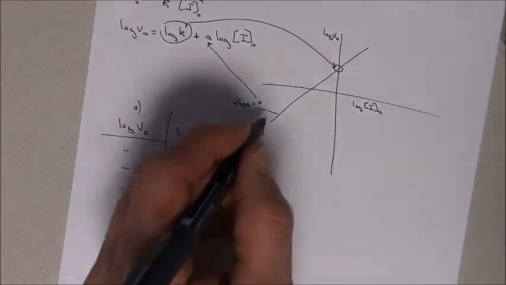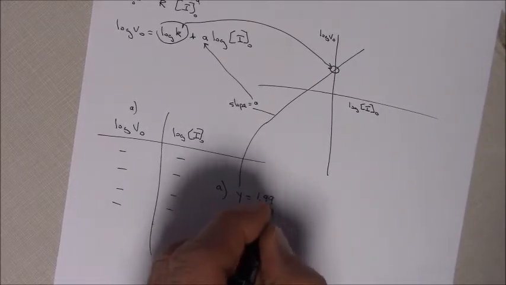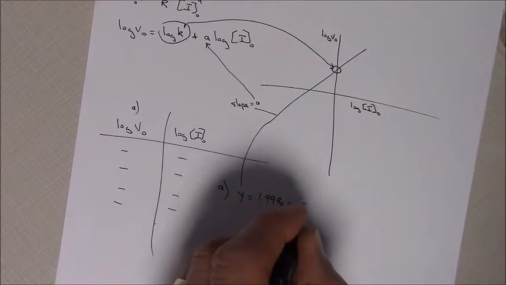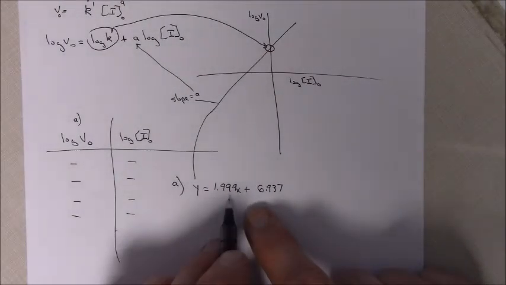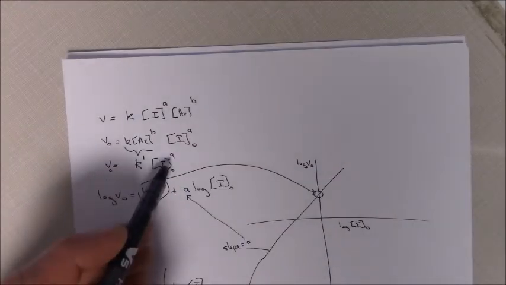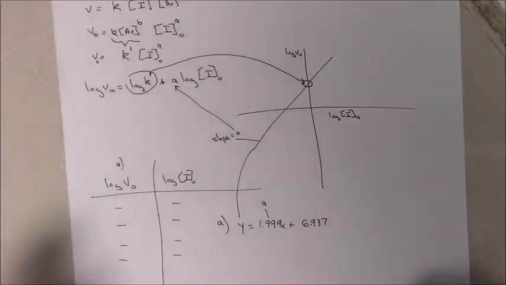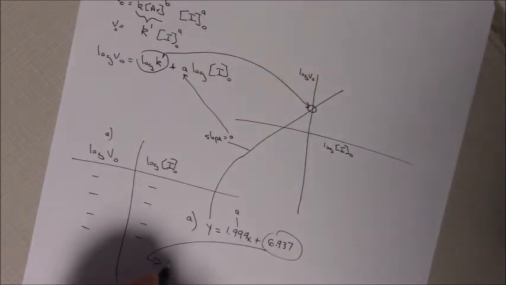is Excel says it's y equals 1.999 x plus 6.937. So obviously this is your value A, the exponent. So it's going to be second order for that. This is going to be the log of K prime.